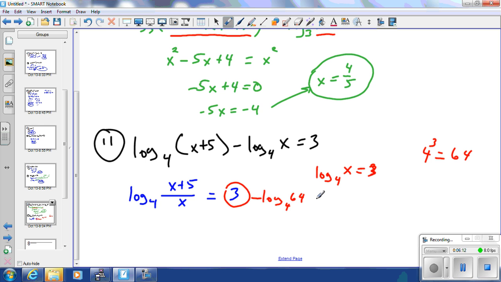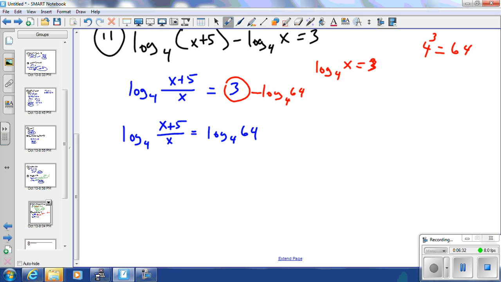This is 3 because 4 to the third power equals 64. So when I think of it this way, what I really have now is the log base 4 of this fraction (x + 5)/x equal to the log base 4 of 64. And so hopefully you see that I can set this (x + 5)/x equal to 64. I can get rid of the logs right now.